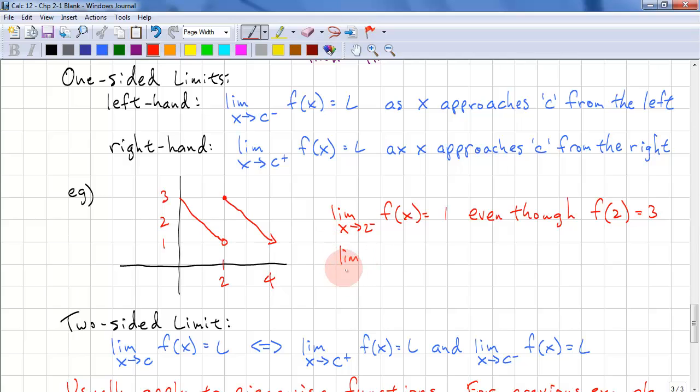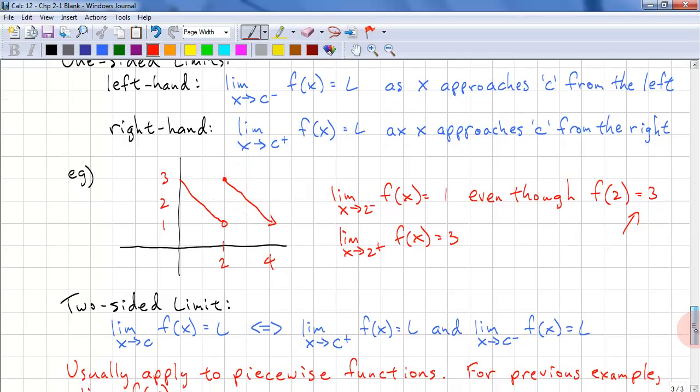If we look at the limit as x approaches 2 from the right of f of x, this is equal to 3. Because as we approach 2 from the right, it approaches 3, and it doesn't matter that the value is there. It's approaching there regardless of what the value is at that point.